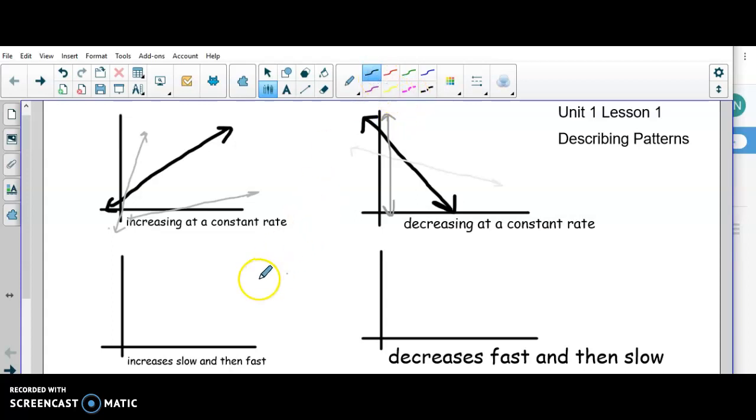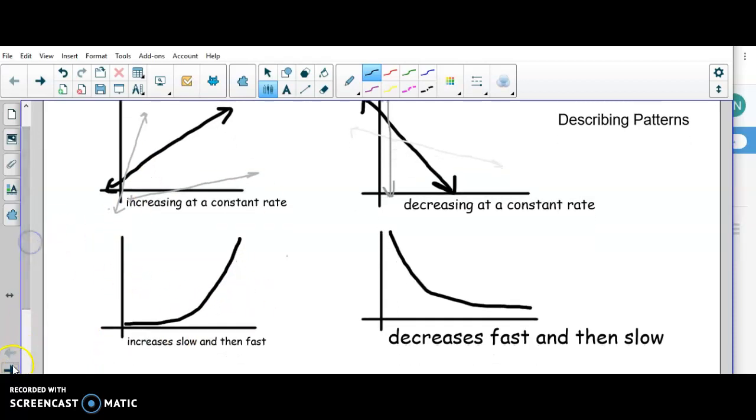Then we have a line. I want you to think of your roller coaster, right? You're starting on a roller coaster, you might start kind of going slow, and then the graph gets steeper and steeper and steeper. Okay, and then once you're at the top of the roller coaster, you drop fast, and then it levels off to flat. Okay, otherwise you just run into the ground. That would be not good. So that's one way we can describe patterns when we're looking at a graph.